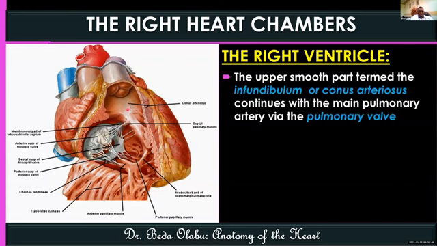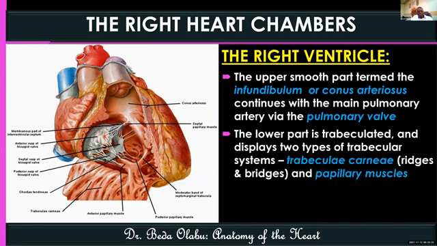The upper part of the right ventricle is smooth in its inner texture. That smooth part of the upper right ventricle is known as the infundibulum of the heart, or the infundibulum of the right ventricle. You may also call it the conus arteriosus. That conus arteriosus narrows like a funnel and continues into the main pulmonary artery. Of course, there's a valve separating the two, and that valve is the pulmonary valve. We'll talk about it shortly.